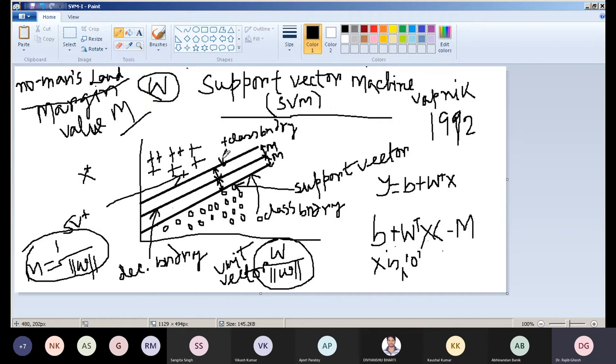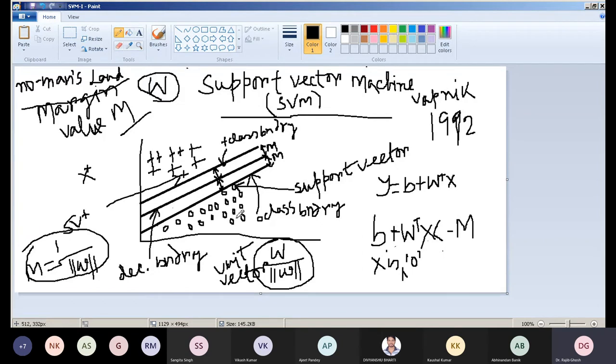And where B plus W transpose X is greater than M, that means anywhere in this region it is lying. That is exactly the ideal situation, and it is a plus class sample. And where B plus W transpose X is lesser than minus M, that means anywhere in this region it is lying. That is the ideal situation, and it is a sample from the circle class.